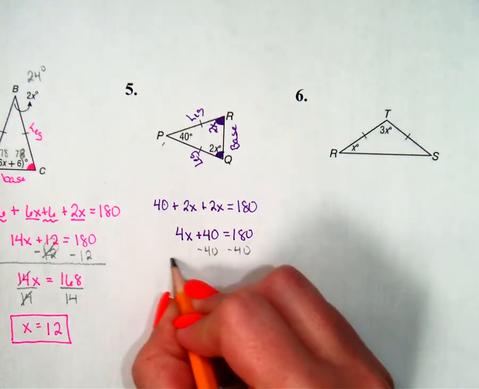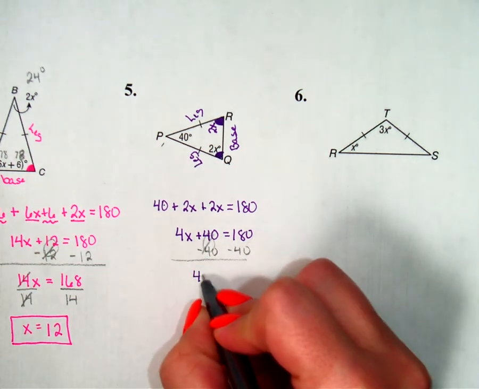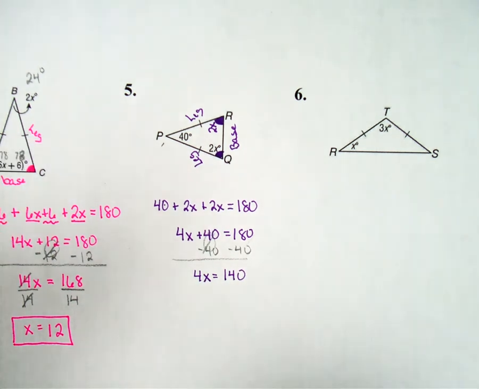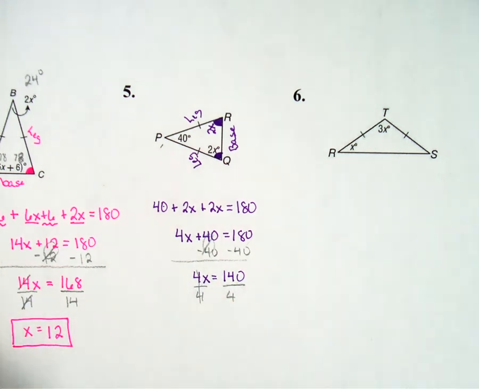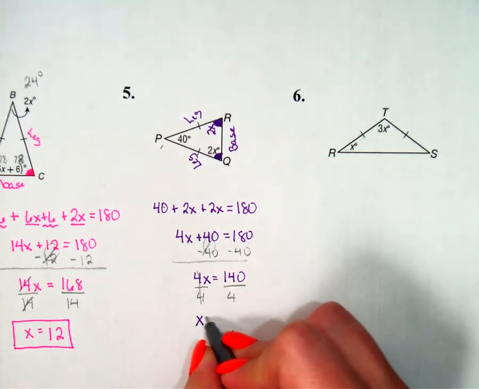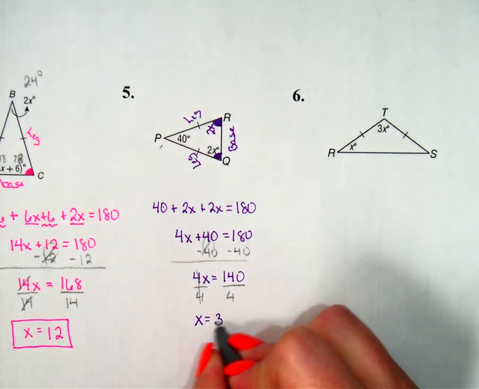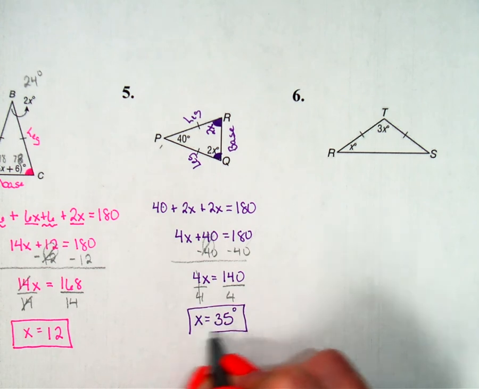Subtraction property of equality. And 4x equals 140. Divide both sides by 4. And 1x equals 140 divided by 4, which is 35 degrees.